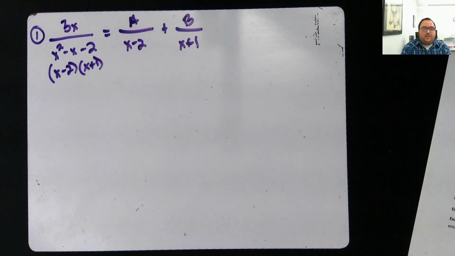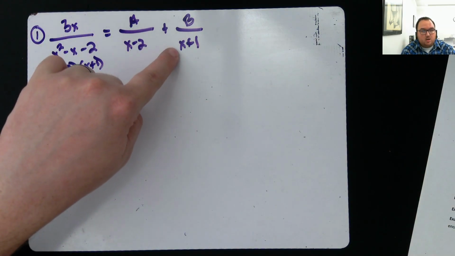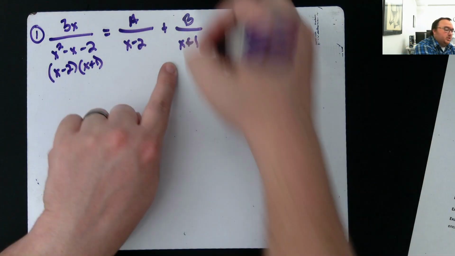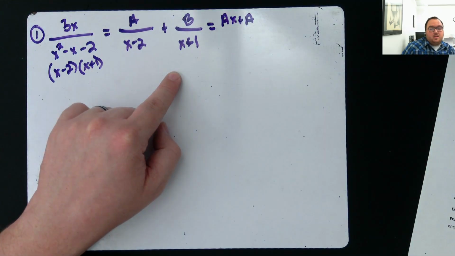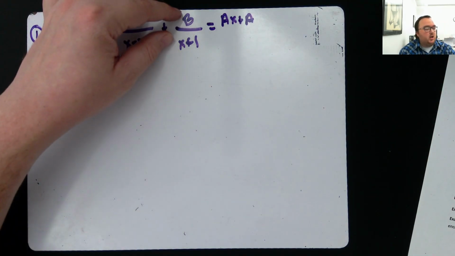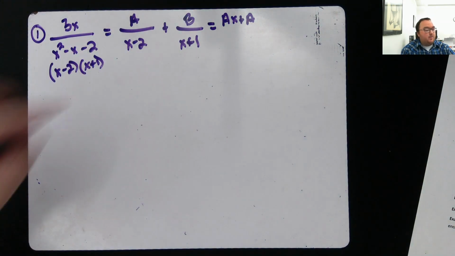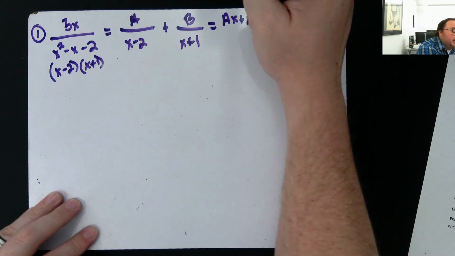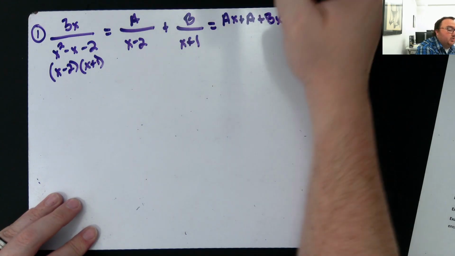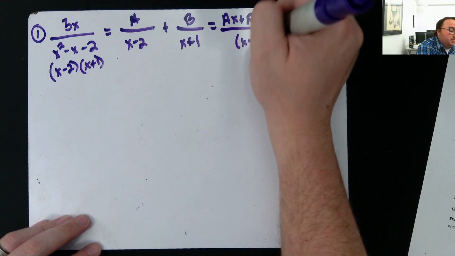So if I were to add these up, if I knew what a and b were, the factor I would need over here is x plus 1. So I would do a times x plus 1. a times x is ax. a times 1 is a. The factor I would need over here would be x minus 2. So I need to now have b times x minus 2. b times x is bx. b times negative 2 is negative 2b, over x minus 2, x plus 1.